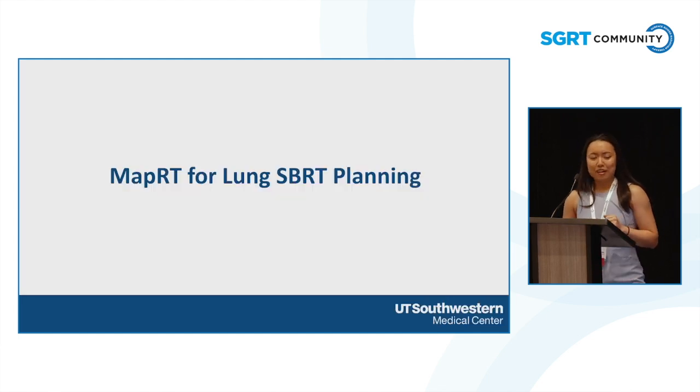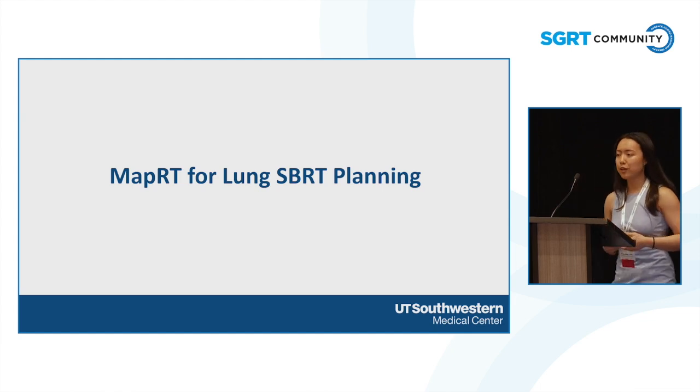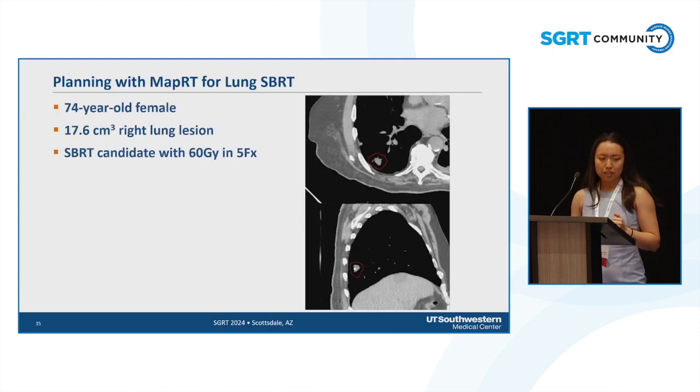So now that we've established that MapRT is able to help improve our planning workflow efficiency, we want to see if it can do more, whether we can explore its capability to give us essentially better plans. So we tested this out with one of the simpler treatment types, lung SBRT. In this example, we have a 74-year-old female with a small lesion very posterior, and she was treated with 60 gray in 5 fractions. When she was treated, MapRT wasn't actually in clinical use.